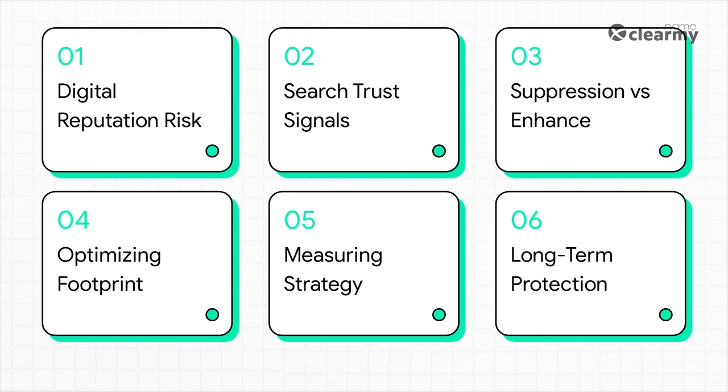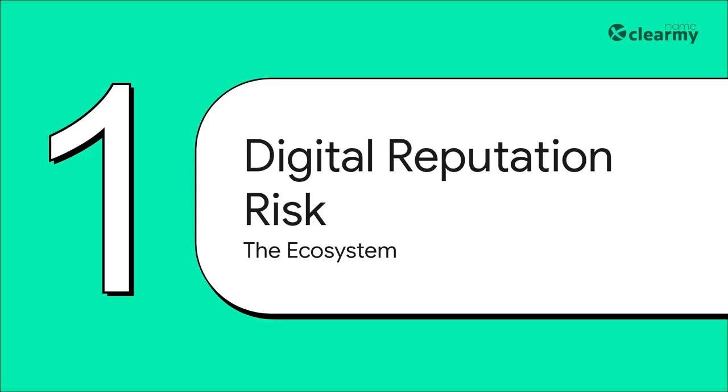Here's our agenda to map out this ecosystem. 1. The digital reputation risk. 2. Search engine trust signals. 3. Suppression versus content enhancement. 4. Optimizing your digital footprint. 5. Measuring reputation strategy effectiveness. And 6. Long-term reputation protection. Let's get to it. Section 1.